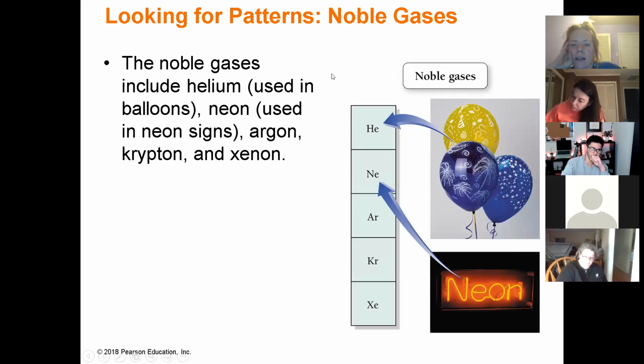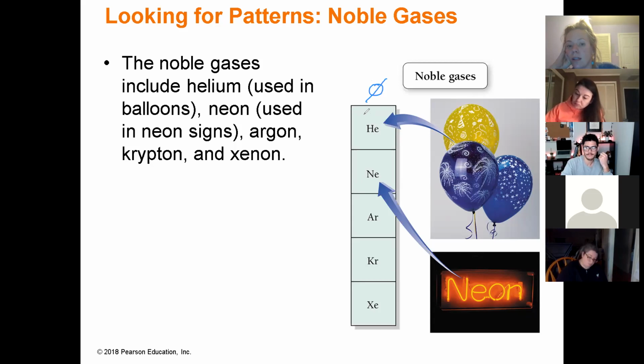And then we've got what else? We have our noble gases. So noble gases don't really like to bond because their outermost electron shell is full. There's not a lot of incentive for them to combine with anything else. So above this column, you can put a 0 or a 0 with a slash through it, just to indicate that they're not going to form a positive or a minus charge or anything.